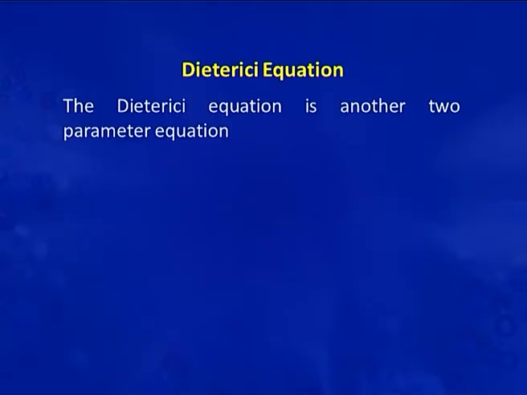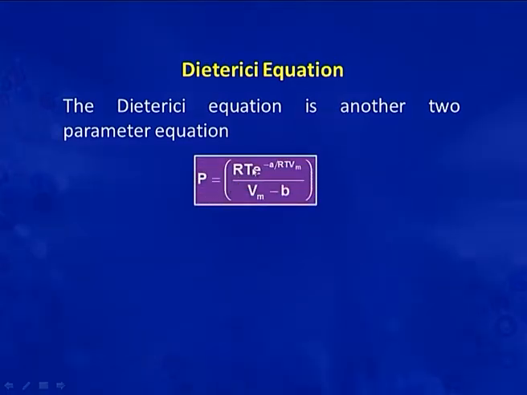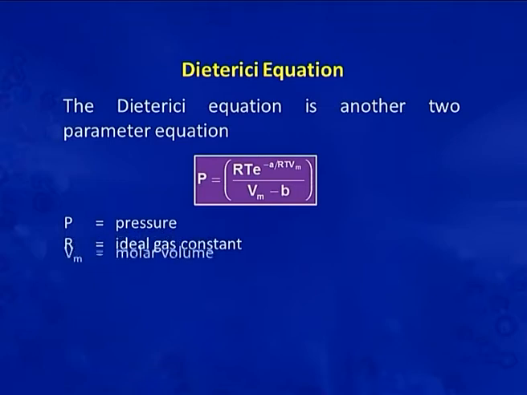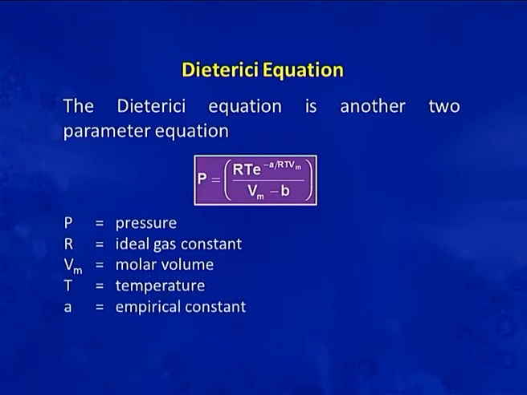Now, the next equation is the Dieterici equation. This Dieterici equation is another 2 parameter equation. This is P = RT e^(−a/RTVm)/(Vm − b). Here P is again pressure and R is the ideal gas constant, Vm is molar volume and T is temperature, a is an empirical constant here and b is again an empirical constant.